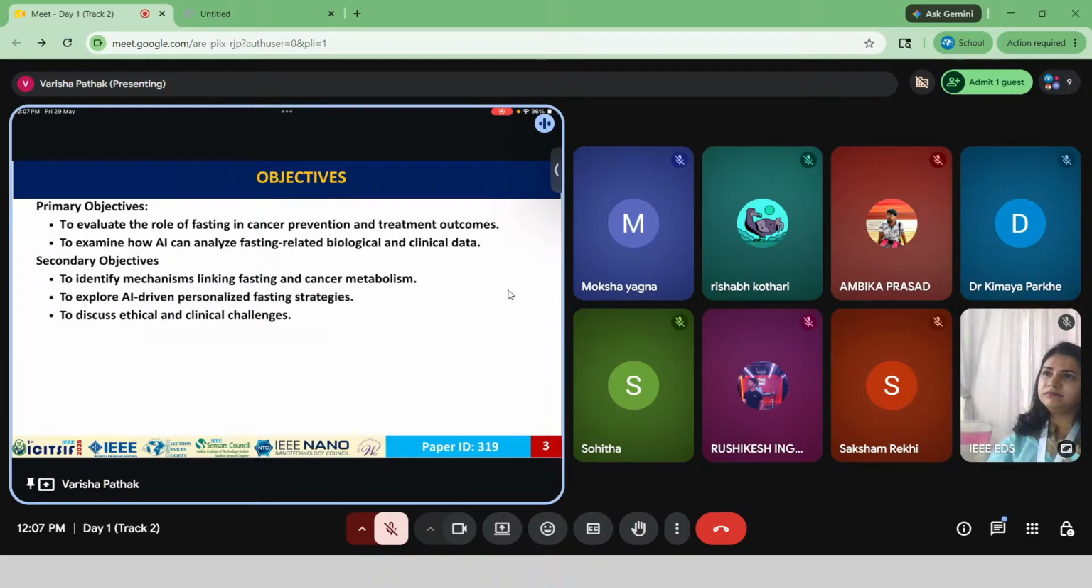Our paper had two primary objectives. First, to evaluate the role of fasting in cancer prevention and treatment outcomes, and second, to examine how AI can analyze fasting related biological and clinical data. Secondary objectives included understanding mechanisms linking fasting and cancer metabolism, exploring personalized fasting strategies, and identifying ethical and clinical challenges associated with the implementation.